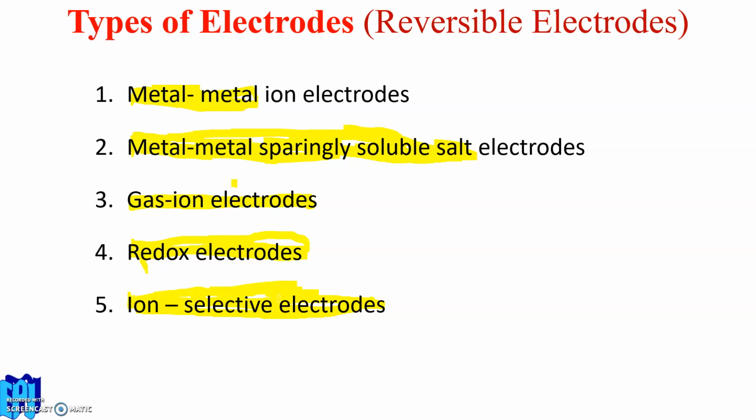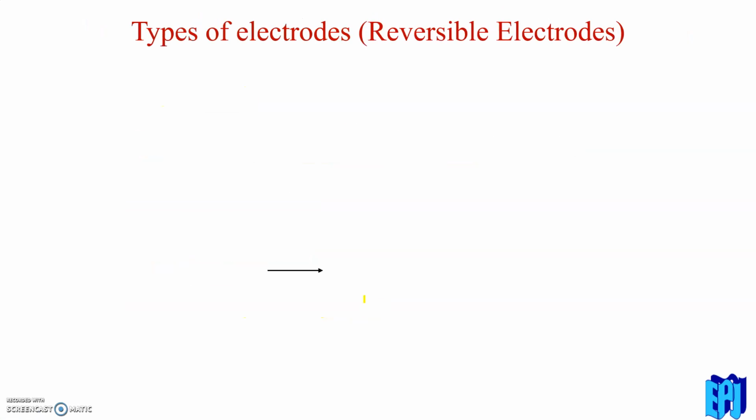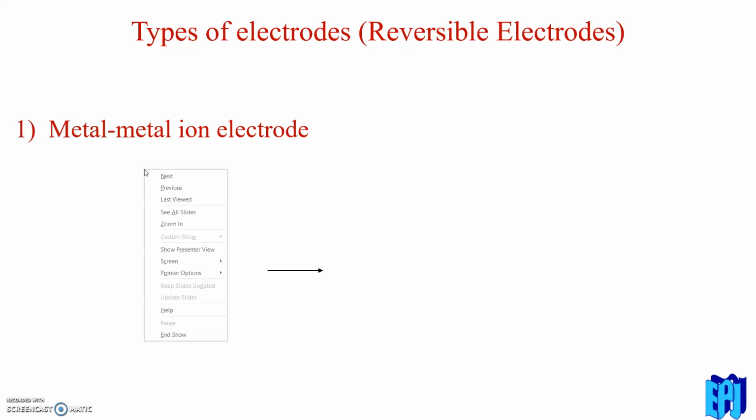Let us go through them. What are they? How are they constructed? What about the general structure, the general equations, and the cell representation? Okay, the first one is the metal ion electrode.